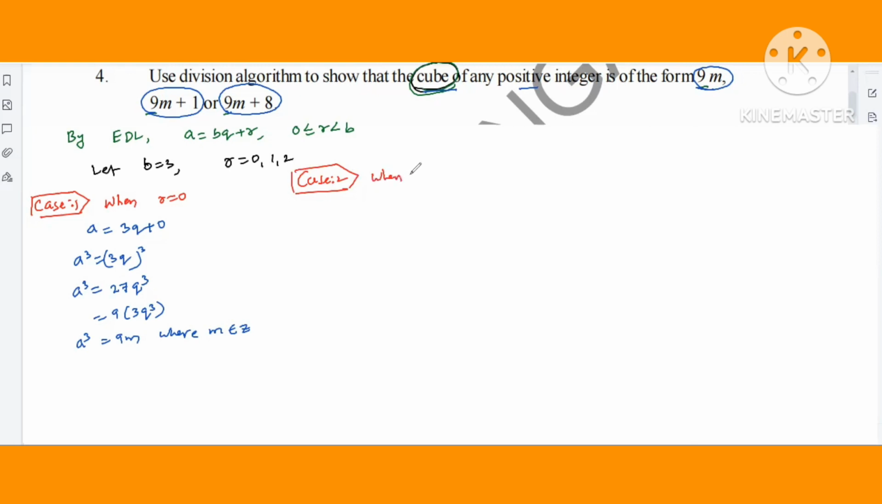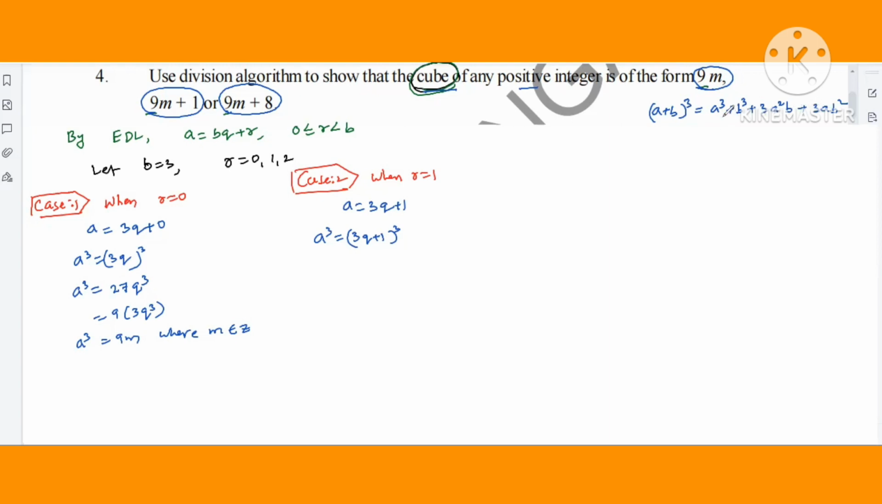When r equal to 1. Now here, what do we get? A equal to 3q plus 1. So here again cubing on both sides, (3q plus 1) whole cube. How do you expand this? By using (a plus b) whole cube: a cube plus b cube plus 3a square b plus 3ab square. You should know this identity.